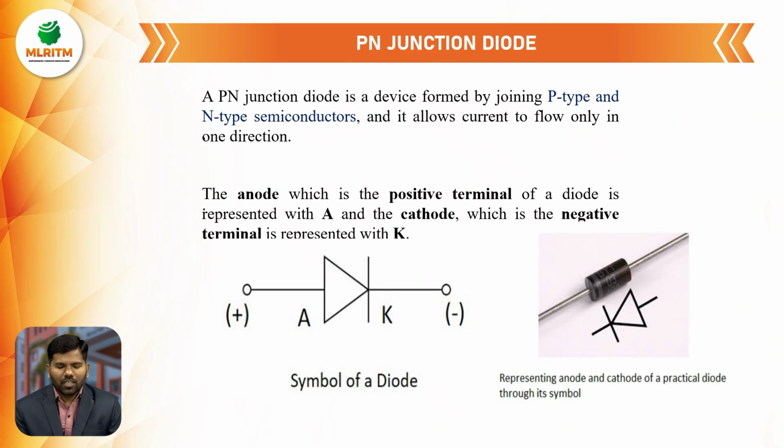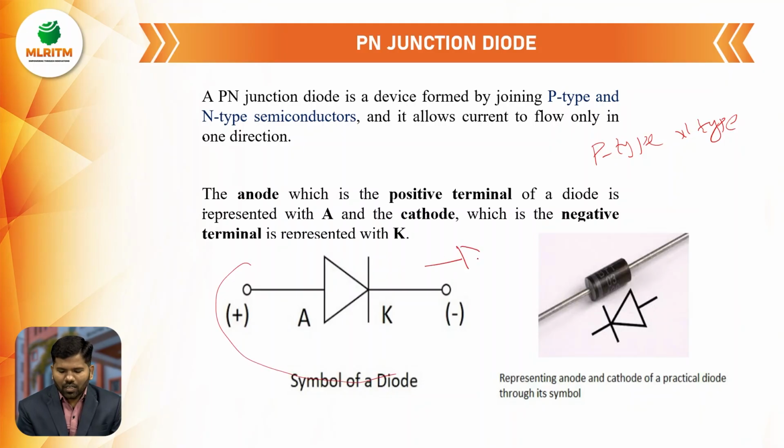Now, the p-n junction diode. A p-n junction diode is a device. Now that we have some awareness of p-type and n-type semiconductor material, by joining these two materials, a p-n junction diode is formed. This is the symbolic representation of a p-n junction diode. It has the anode, the positive terminal, and the cathode, the negative terminal. This is what a practical diode looks like. The p-n junction diode allows current only in one direction.